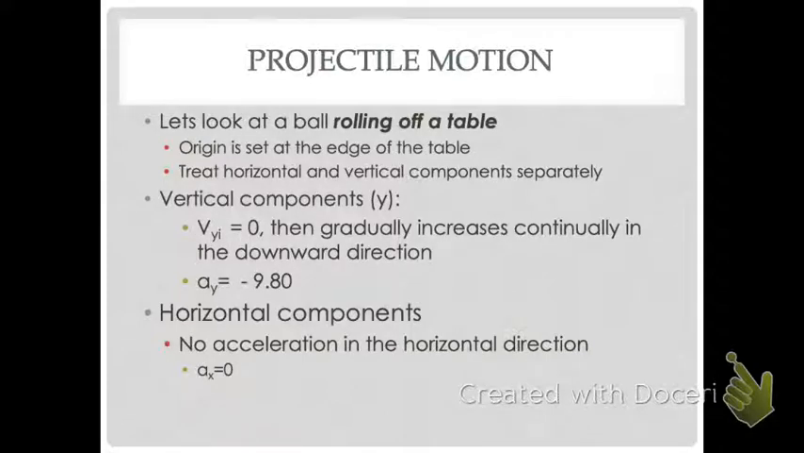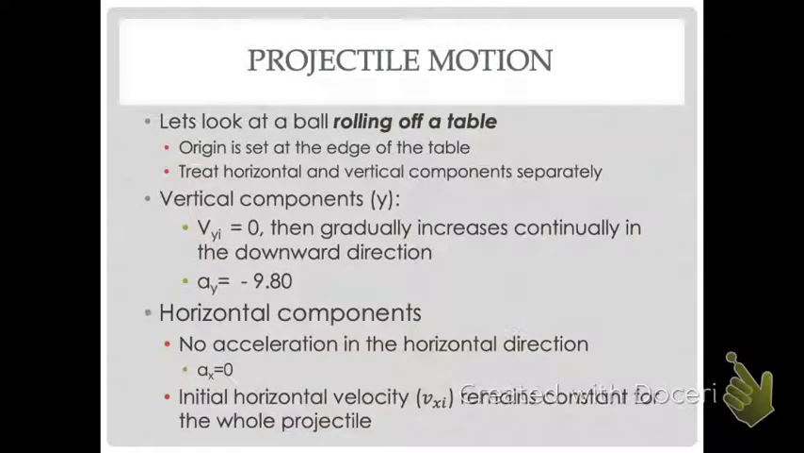So what does that tell you about my initial horizontal velocity and my final horizontal velocity? They're constant. They're the same, right? They're not zero, but they are the same. Our initial horizontal velocity and our final horizontal velocity are the same. So we would just say that VXI, and sometimes you'll even just see it labeled as VX because there's only one horizontal velocity. There's not a before and an after. There's just one. It remains constant.